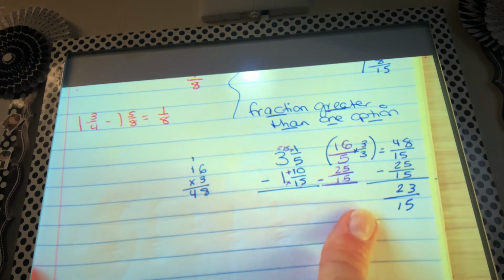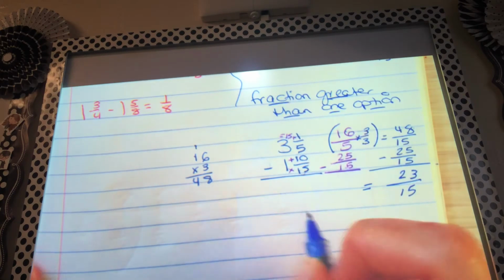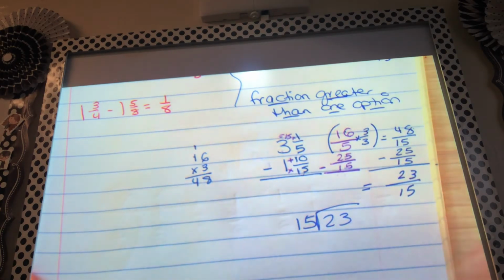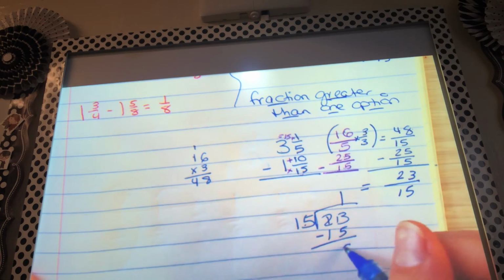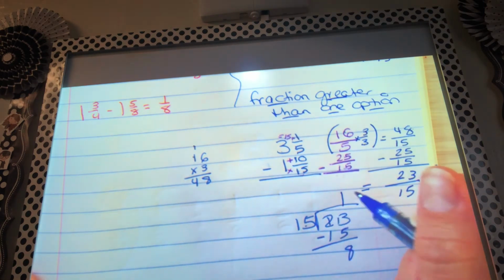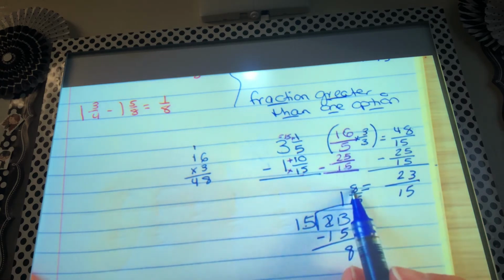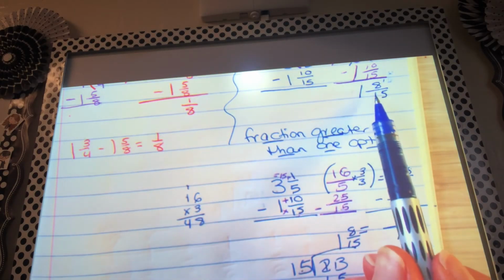So this is as a fraction greater than 1. Or I can write that back as a mixed number and go, the numerator goes in the den, the numerator goes in the den, hi-ho the dairy-o, the numerator goes in the den. So 23 is divisible by 15 one time, I subtract 15, and I get 8/15. My remainder is my numerator, and my 15 is my denominator. And if you notice, that's the same thing we got up here.